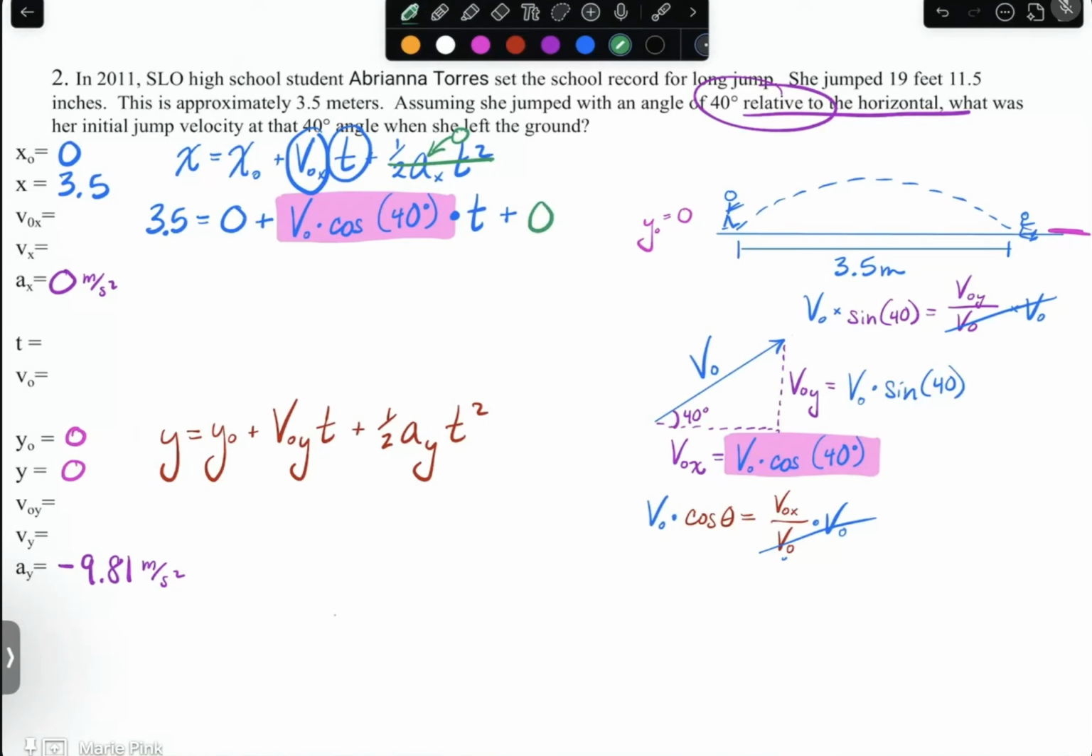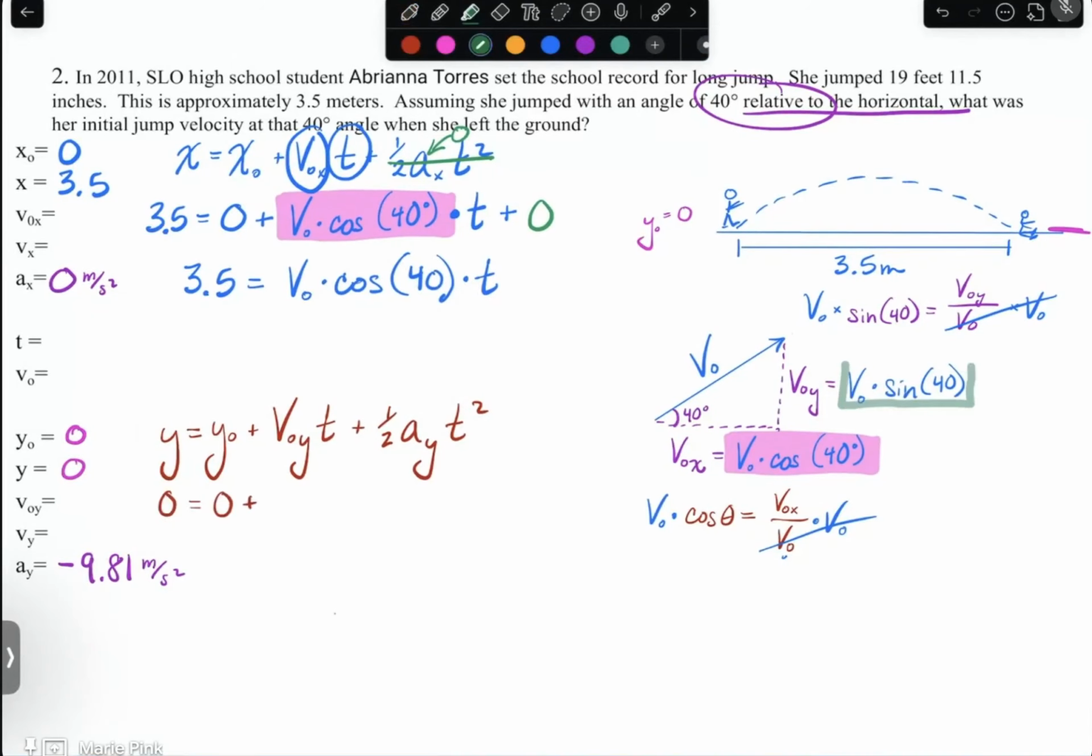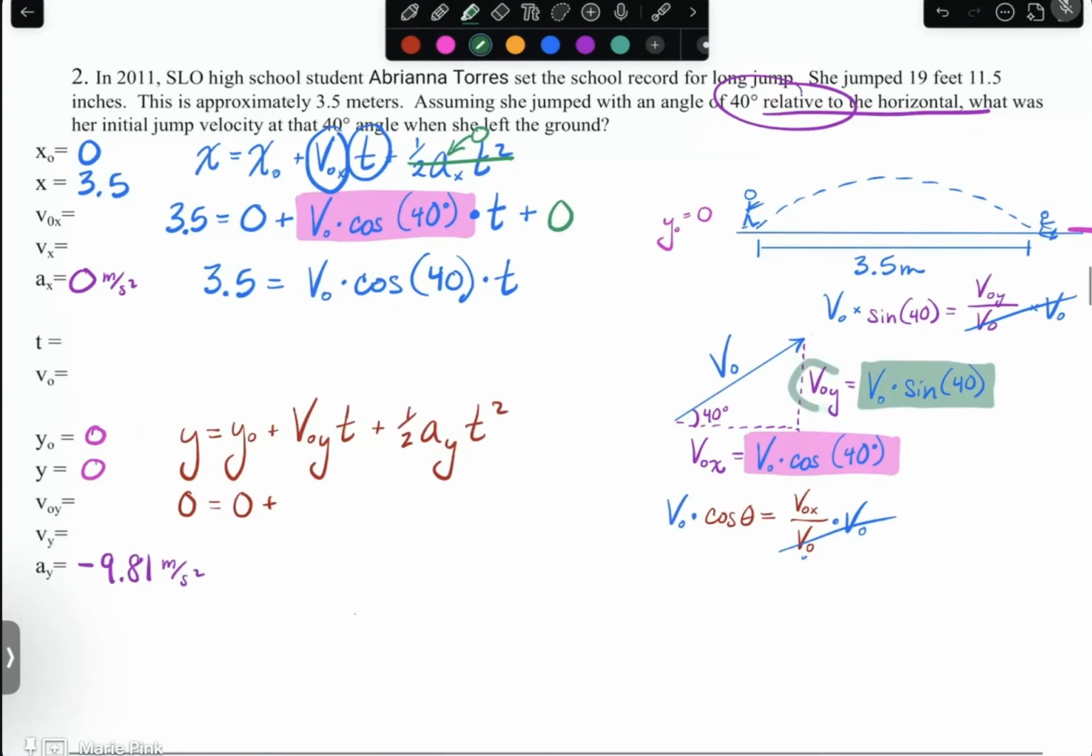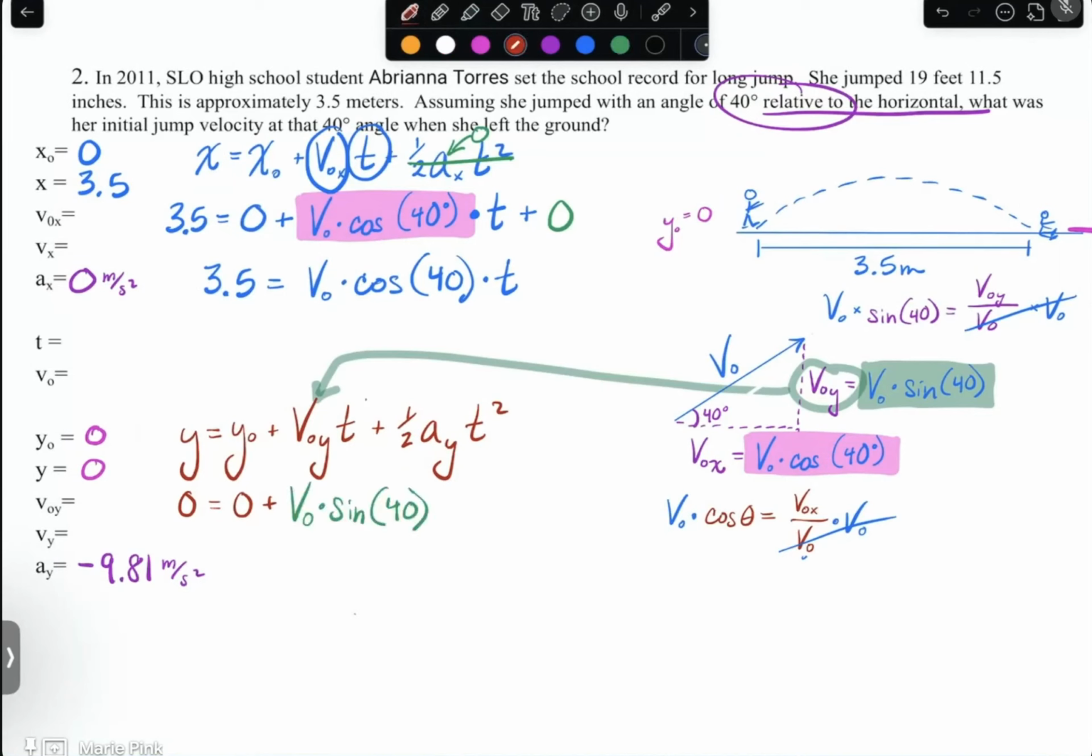Then what I'm going to do is rewrite this, and I'm going to put all the numbers in for the y direction. Again, instead of V naught y, I'm going to put this V naught times sine of 40, because that's the expression for V naught y. So this is going to go right there for V naught y. And then again, don't forget to multiply times t. All right, so at this point, I have 2 equations and 2 unknowns.